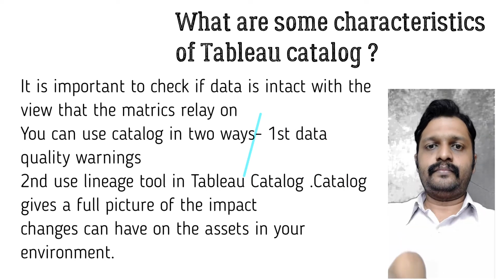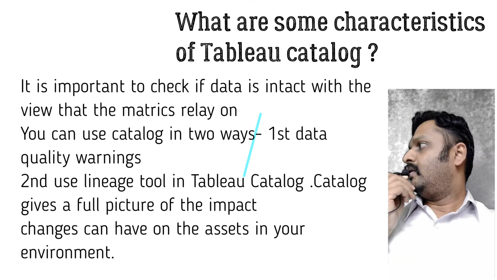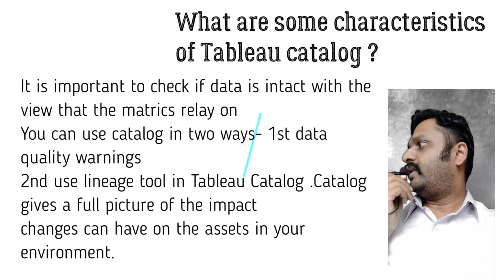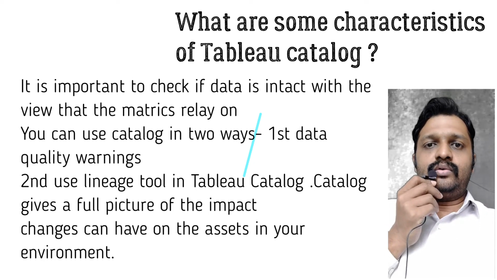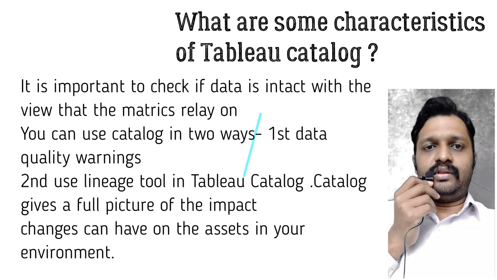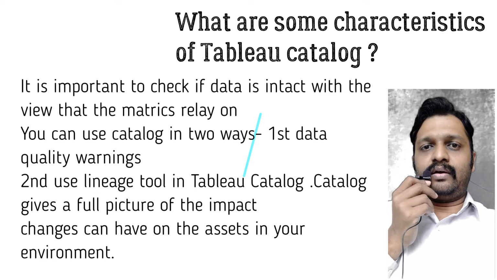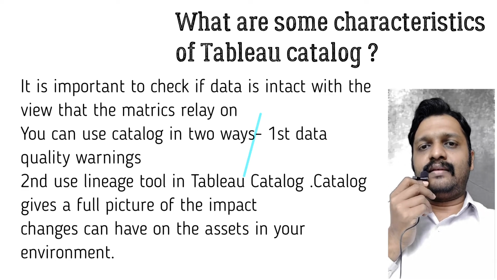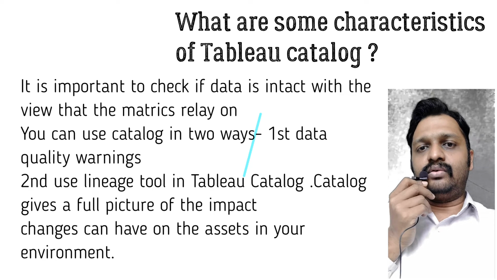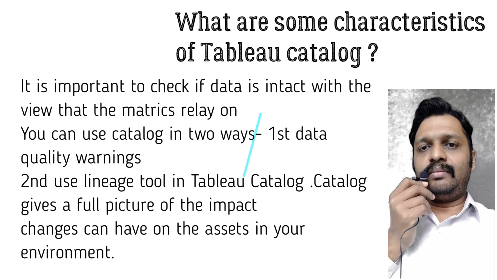Next question. What are some characteristics of Tableau Catalog? It is important to check if data is intact with the view that the metrics rely on. You can use Catalog in 2 ways. First, data quality warnings, and second, use the lineage tool in Tableau Catalog. Catalog gives a full picture of the impact changes can have on the assets in your environment. Next question.